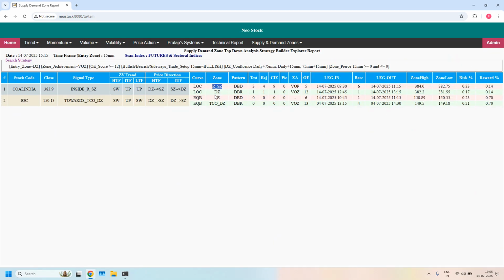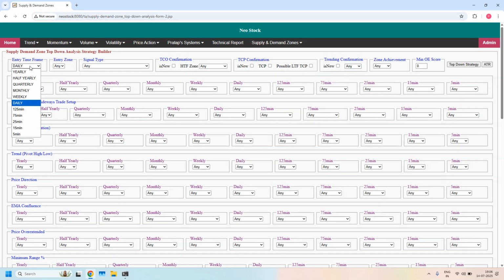In both these stocks, these 15 minutes demand zones overlapped with 75, both together overlapped with daily. But daily trend is sideways in both the stocks, so I am not verifying the EMA confluence. So this is bullish trade setup for daily income trade. Next, bearish trade setup for daily income trade.